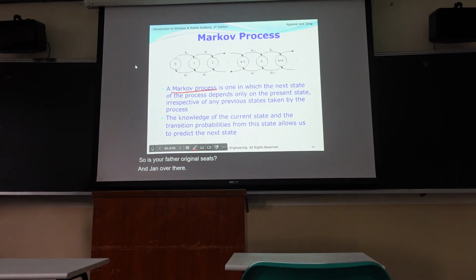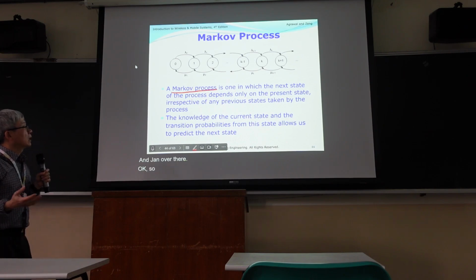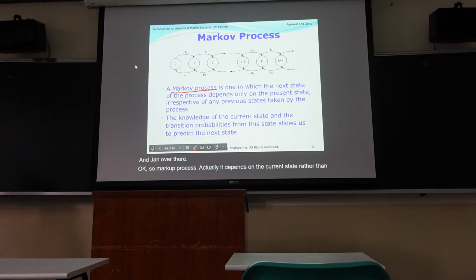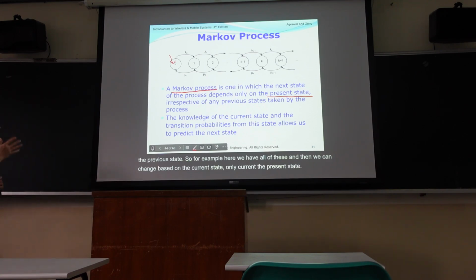Okay, so Markov process actually depends on the current state rather than the previous states. So, for example, here we have all of these, and then we can change based on the current state, only the present state. Alright, so then we can have the state transition diagram like this. So this is the Markov process.